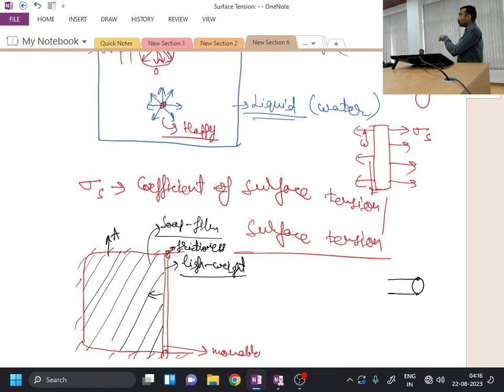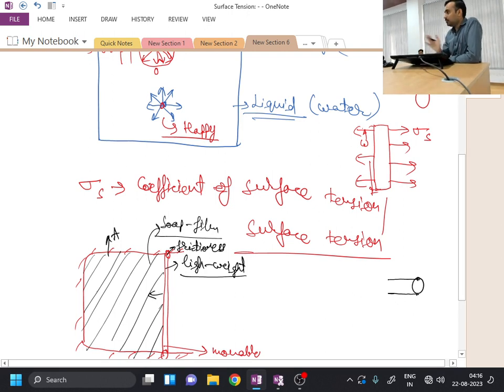Because molecules don't want to stay in an unhappy state. Whenever they are at the free surface, they are in an unhappy state. So molecules don't want to stay in an unhappy state. That is the reason these molecules will try to pull the rod back.